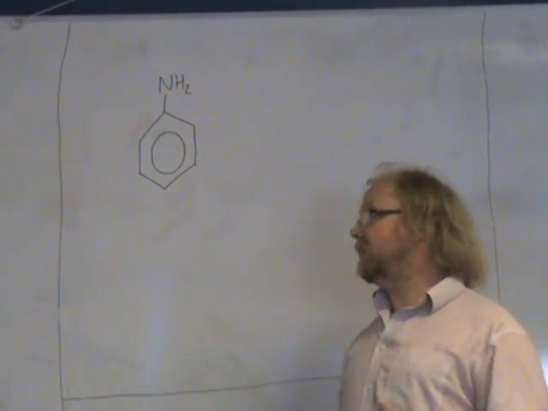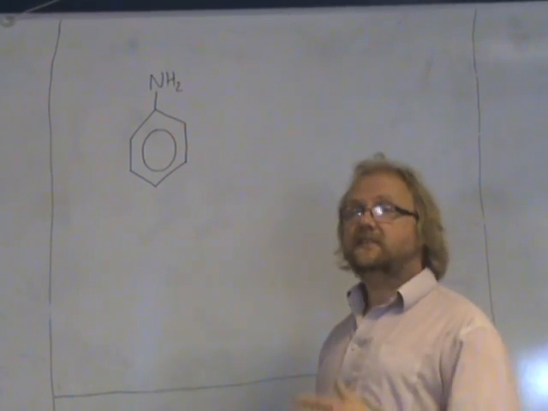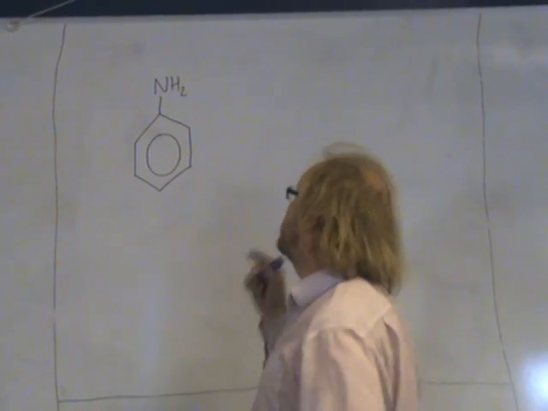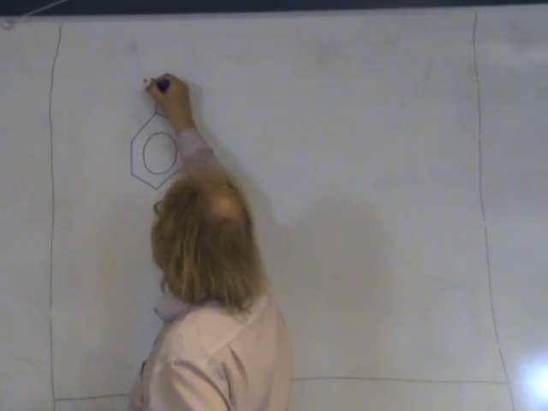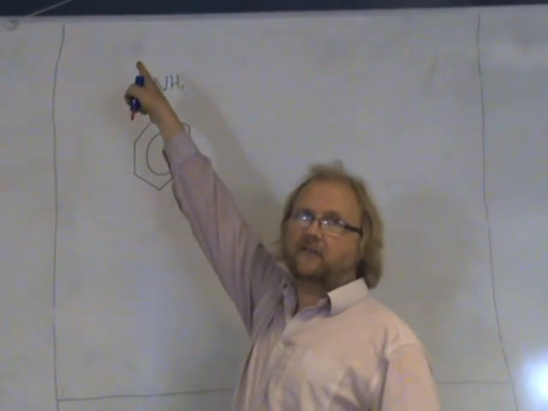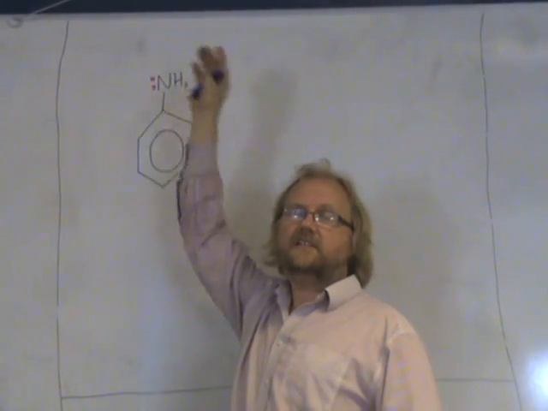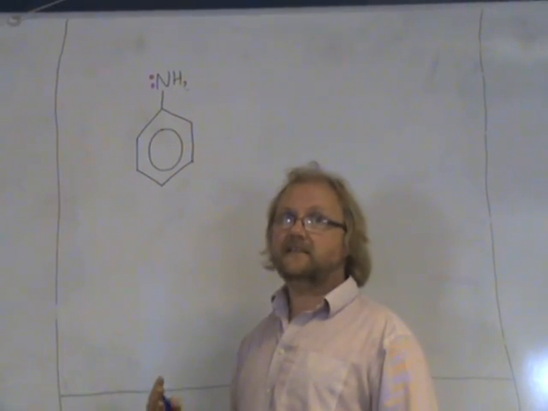In other words, you get a slightly alkaline solution, and you need to write an equation to explain why the solution is slightly alkaline. So the key, remember, is that like all amines, phenylamine has a lone pair on the nitrogen which it can use to pick up H+. In other words, it's a proton acceptor, it's a weak base.